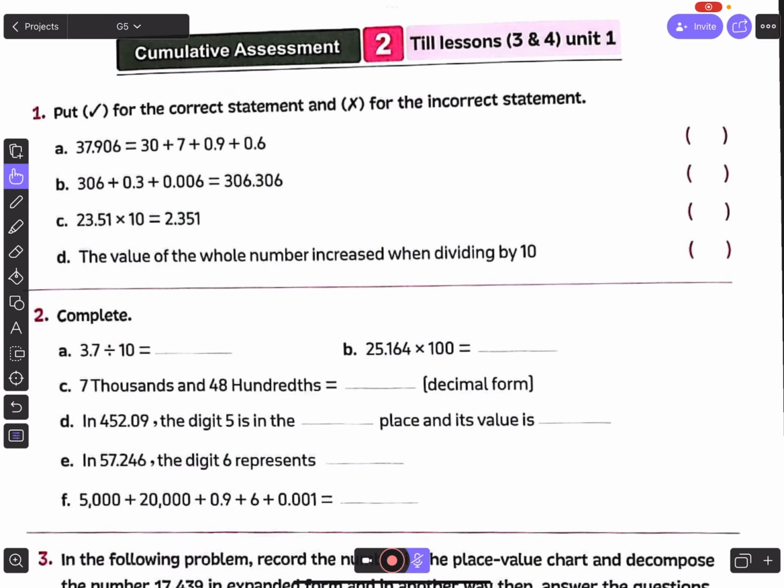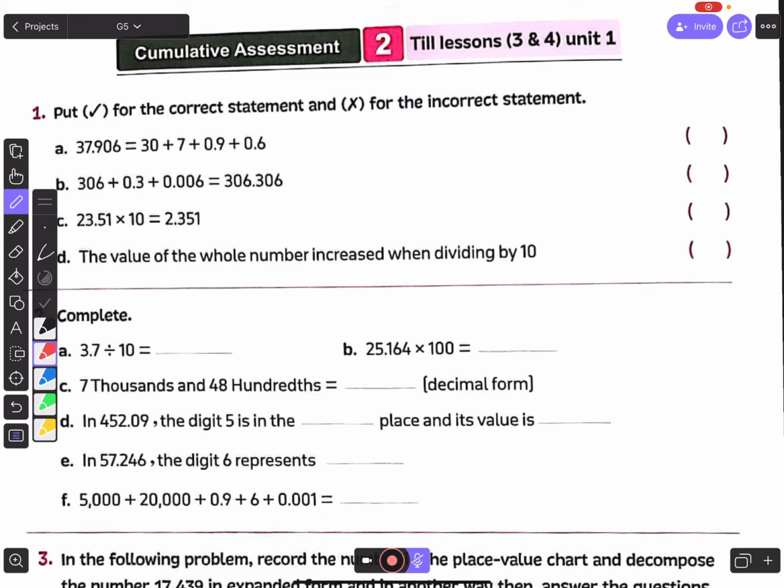Today we are gonna solve Cumulative Assessment 2 till lessons 3 and 4, Unit 1. Let's start. Number 1. Put true for the correct statement and wrong or false for the incorrect statement. A. 37 and 906 thousandths equals 30 plus 7 plus 0.9 plus 0.6.